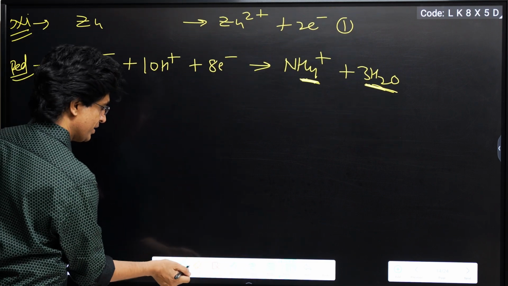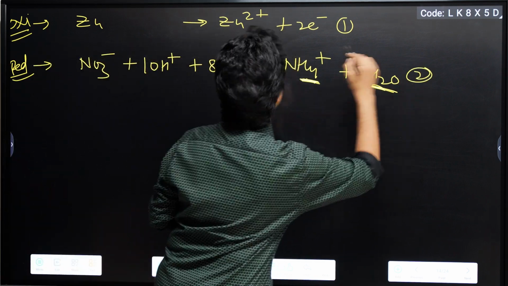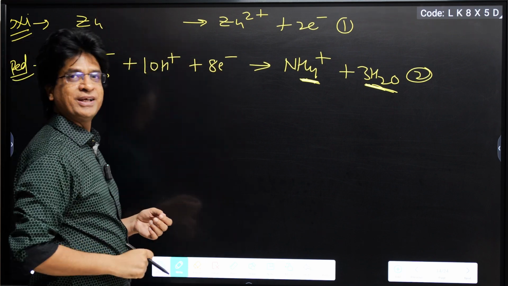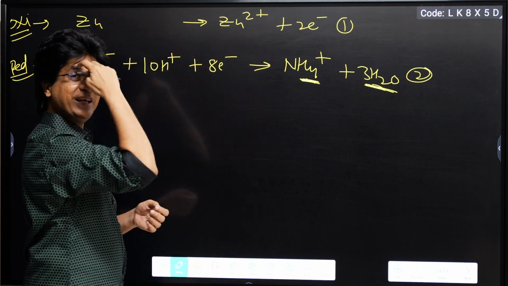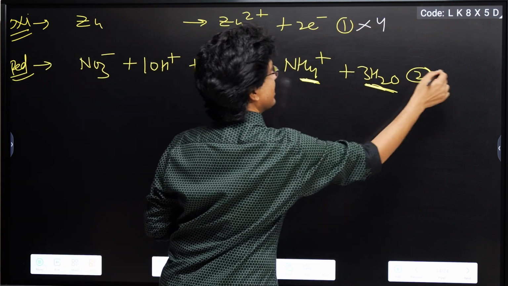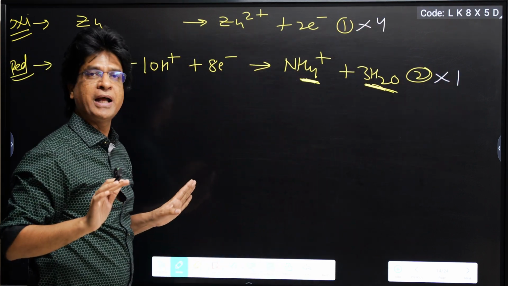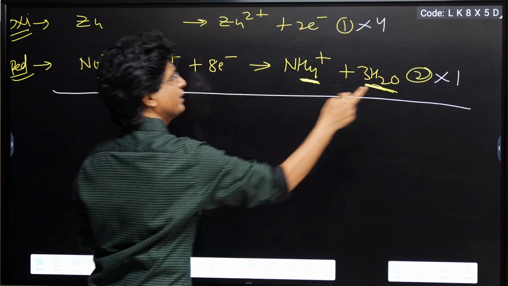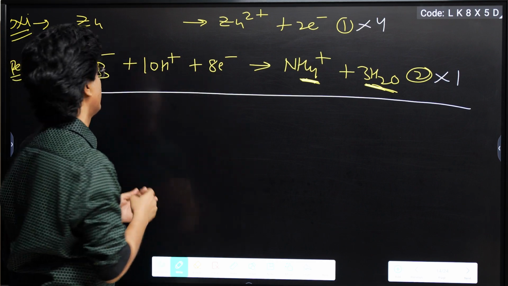So let's rub it off, and I got my equations ready out here. So these are the two equations. Now my job is basically to cancel the electrons. So 2 electrons there, 8 electrons there, and the LCM is 8. So I should be able to multiply this equation by 4 and this by 1. That is the smallest possible number I can multiply with. So 4 into 2, 8 electrons, 1 into 8 will be 8 electrons.